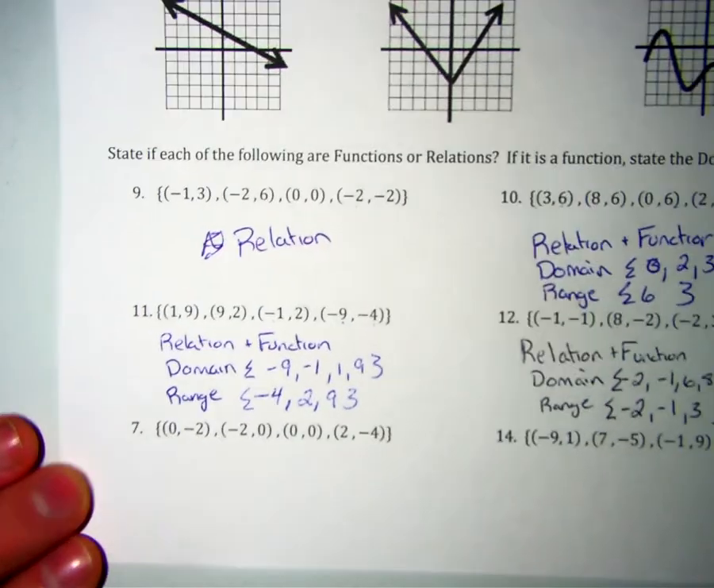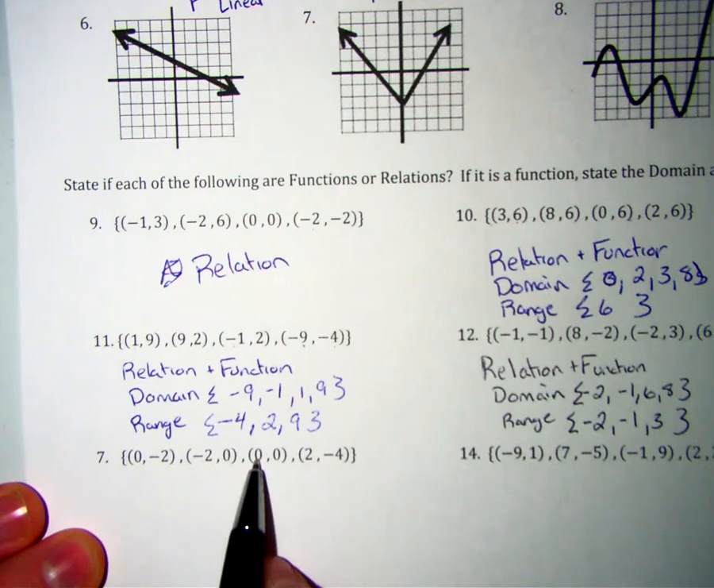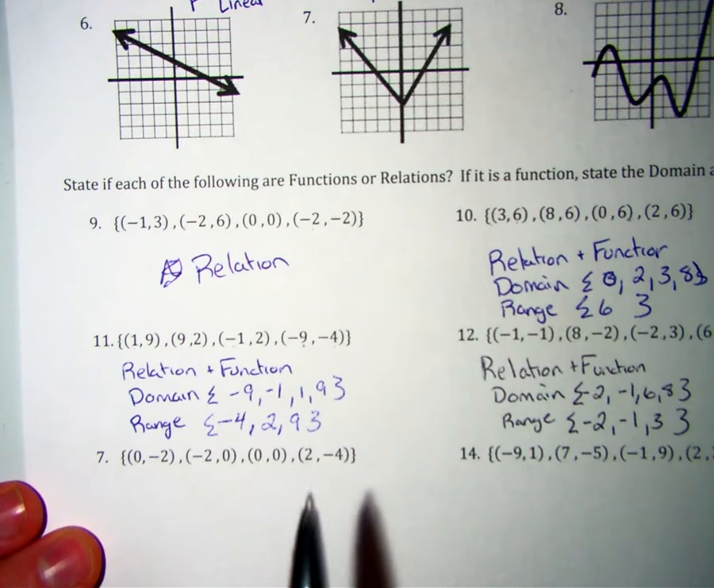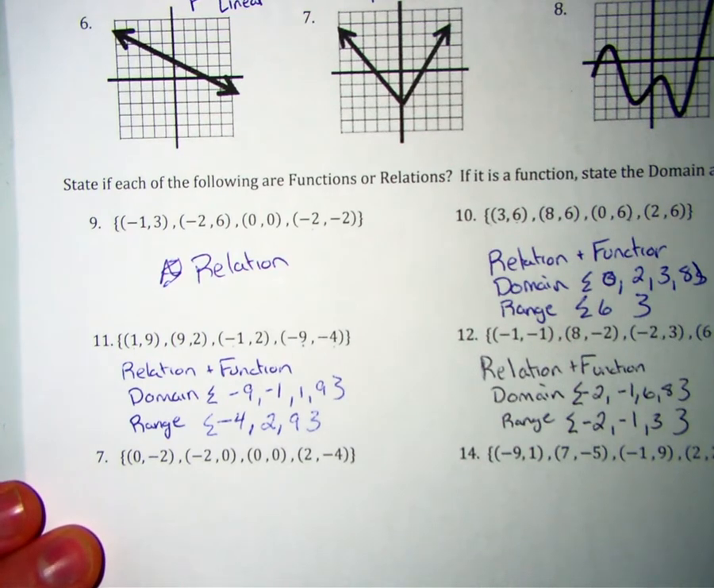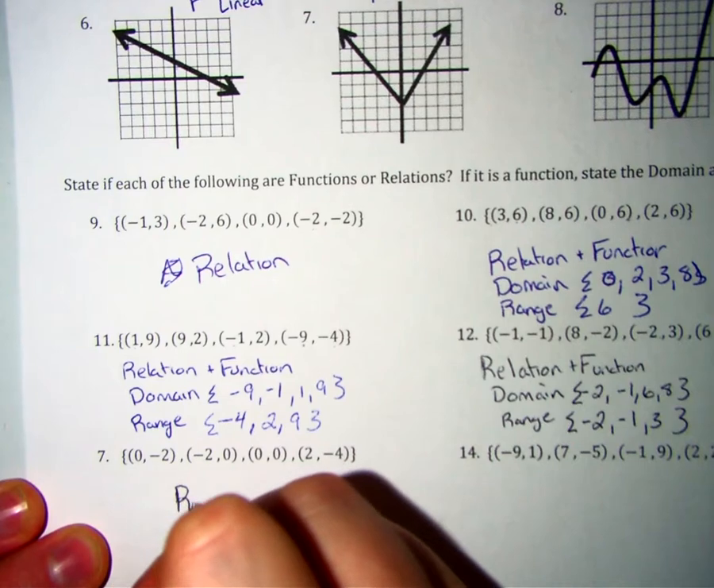Problem number 13. We have 0, -2, 0, 2. Well, my 0 x value has been repeated more than once, so I need to evaluate the y values that go with them: -2 and 0. An x value of 0 cannot be at more than one y value at the same time and still qualify as a function. So we have simply a relation.